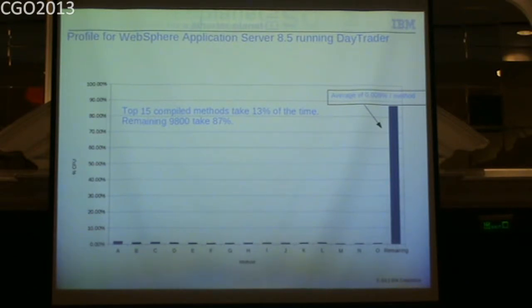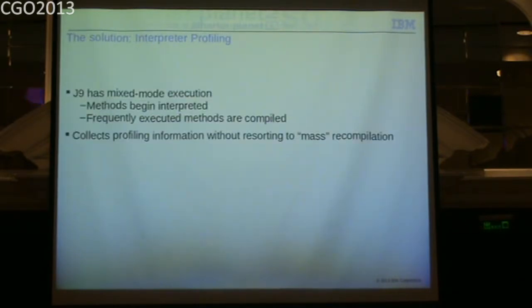So if I wanted to capture the same 98% of the profile, I would need to profile thousands of methods and recompile thousands of methods. That's just simply not possible with the previously discussed profiling technique. So our solution was to do interpreter profiling. J9 is a mixed mode JVM, so this means methods can either be interpreted or they can be compiled to native code. Basically the life of a method starts off as interpreted, and once we've determined that it's sufficiently hot, we will compile it. So by profiling in the interpreter, we're able to solve the mass recompilation issue.